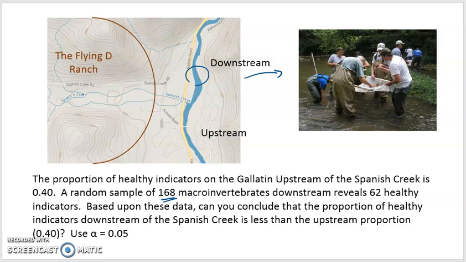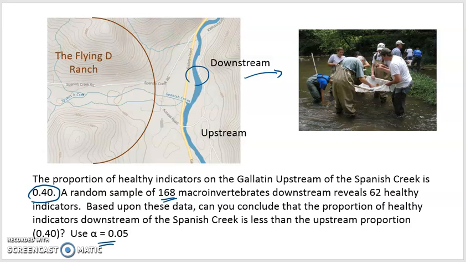Now here's where the question differs from what we did in the previous videos. Based upon those data, can you conclude that the proportion of healthy indicators downstream of the Spanish Creek is less than the upstream proportion, which was 0.4? Either the proportion is or is not less than 0.4. Use alpha equals 0.05, which is again a clue that this is a hypothesis test.